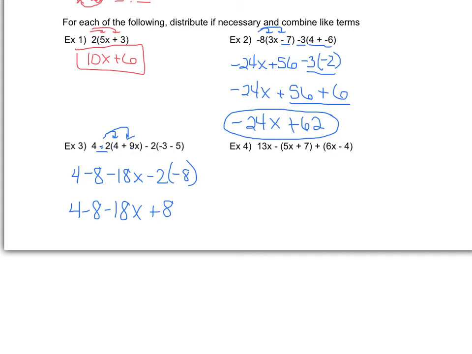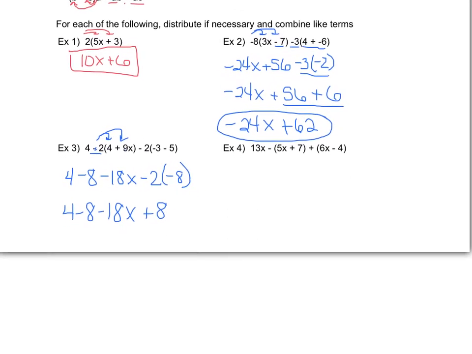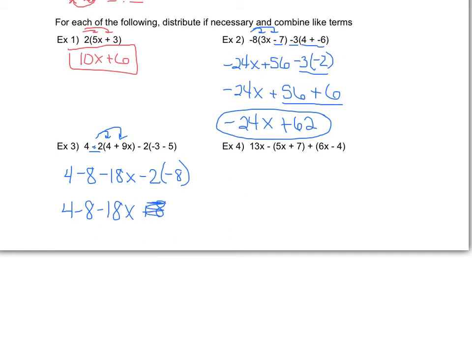I'm sorry, that does not give me a plus 8. I lost my 2. I'm going to scribble that out. Negative 2 times negative 8 gives me a plus 16, not a plus 8. Now combining my like terms, I have 4 subtract 8 is negative 4, plus 16 is going to give me 12. And my minus 18x has no like terms, so it drops down.